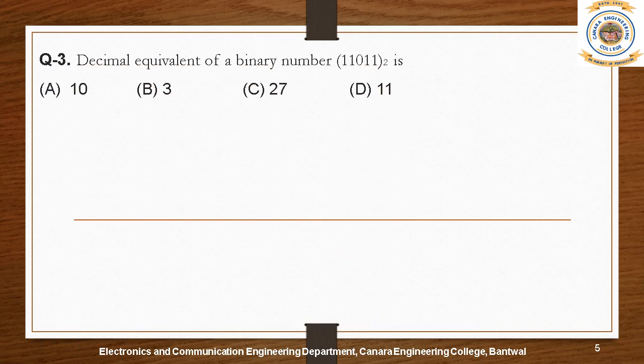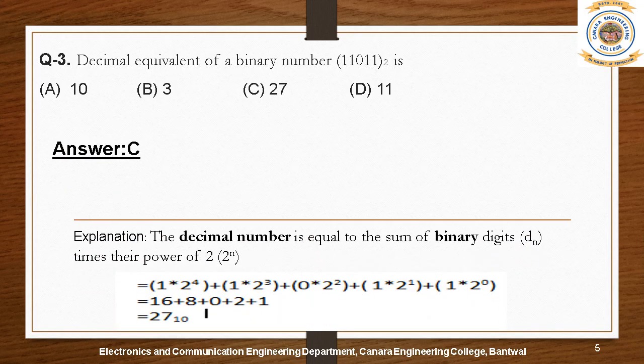The decimal equivalent of the binary number 11011 is? The number given is in the binary number system and you want to convert it to the decimal number system. So you have to multiply each bit by powers of 2, that is, each has a place value. The answer is 27, that is C. How is it obtained? Here is the explanation.